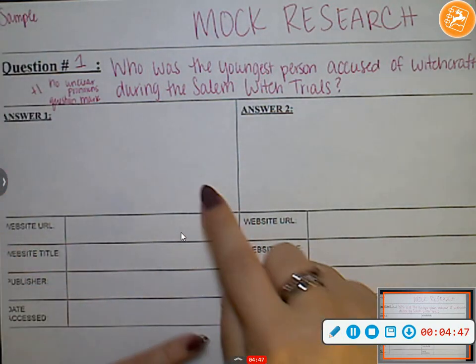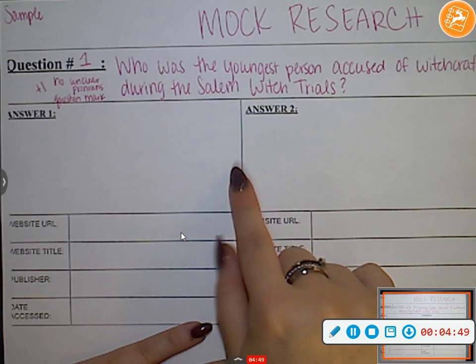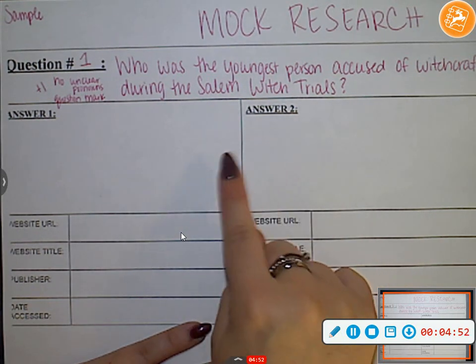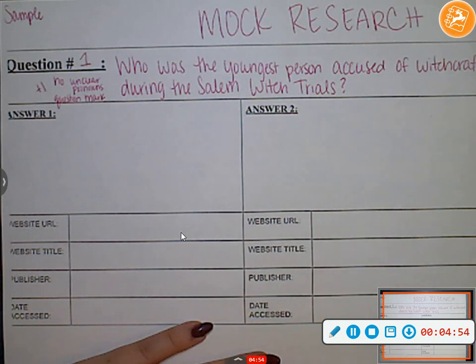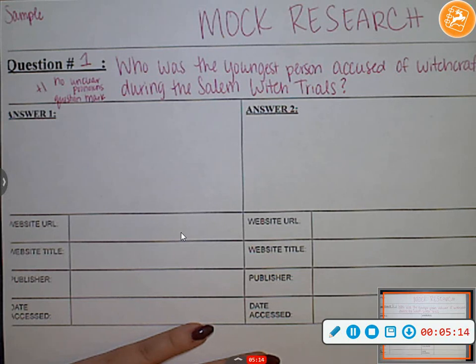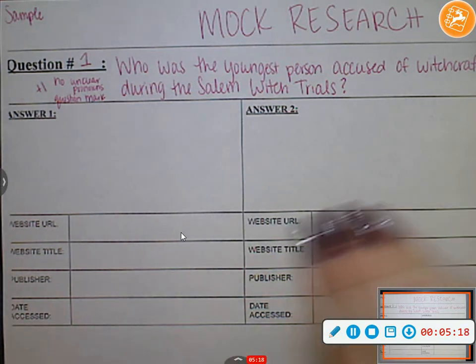So, you are going to be finding the answer to your question off 2 different websites. You're finding the same answer just in 2 different places to verify that it is correct. I'm going to say that for you one more time. You are finding the answer to your question, the same answer, on two different websites. Do you understand what I'm saying? Okay. All right. So, here's what we're going to do.